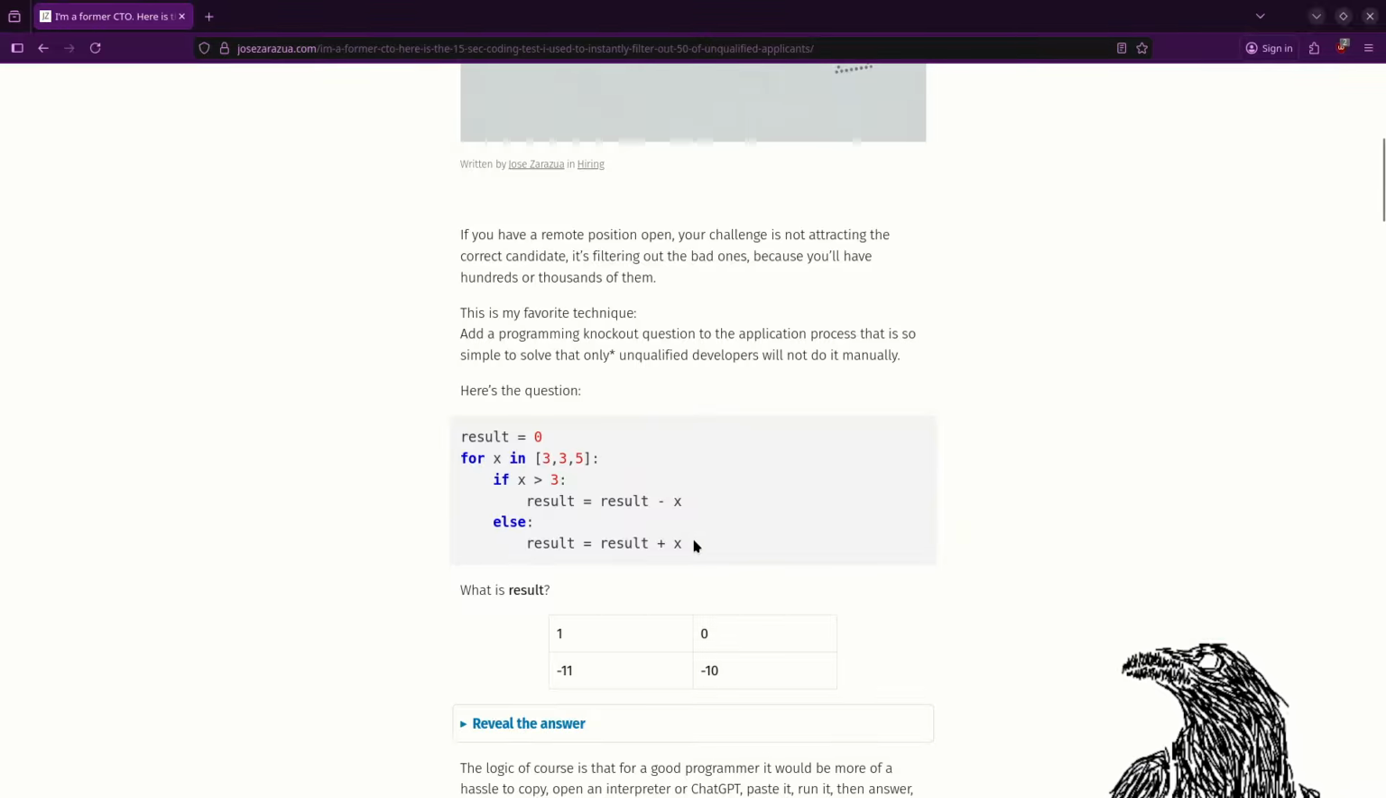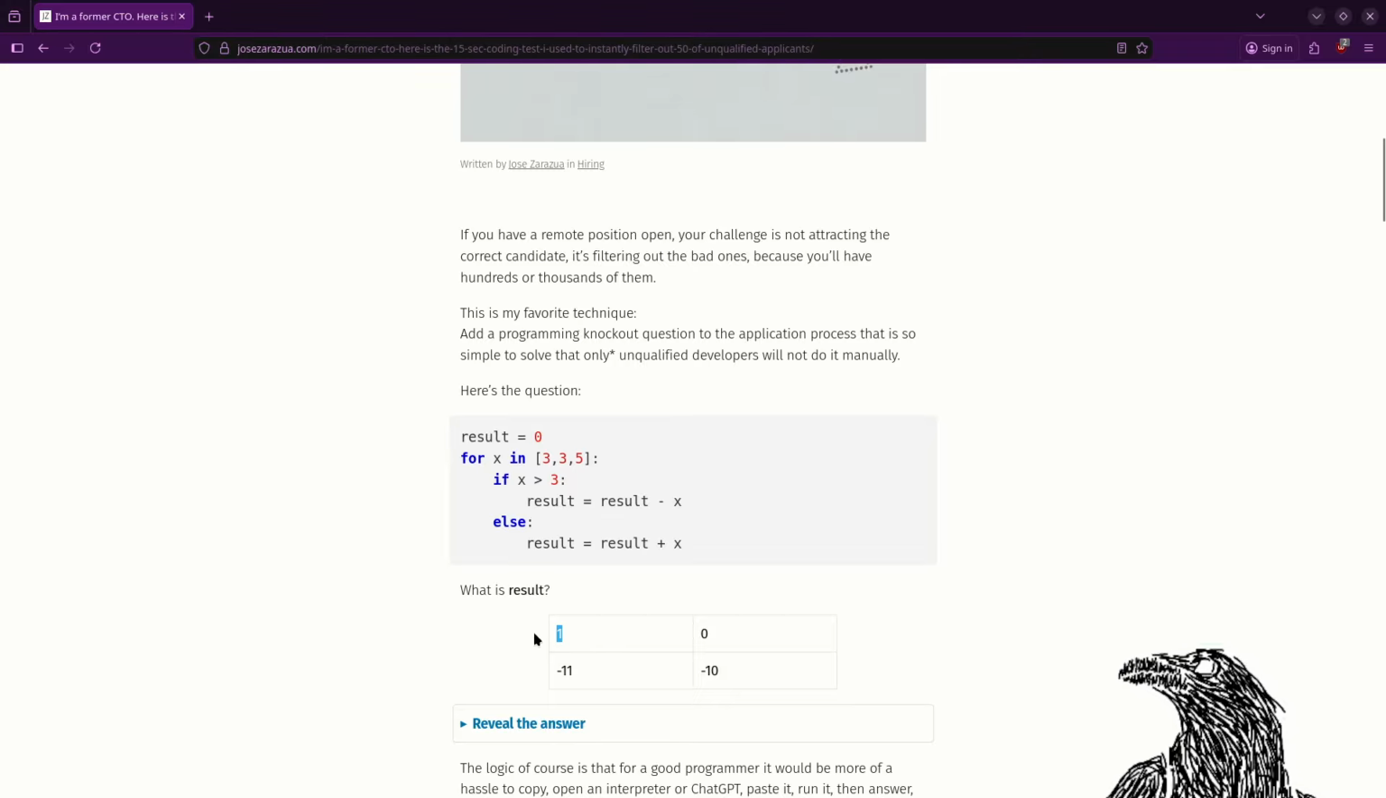So this is Python code, and basically what it does is it checks these three numbers. If the number is greater than 3, you will subtract it from the result. If it's not, then you add it. So these 3 and 3 here are not greater than 3. So you add them, that's going to be a 6. And then 5, which is greater than 3, you subtract it. So 6 minus 5 will be 1.